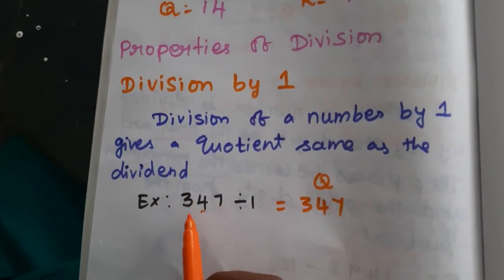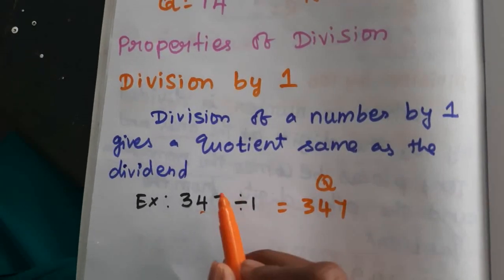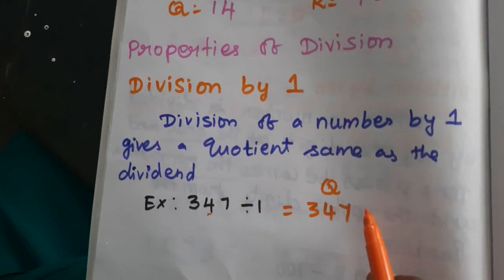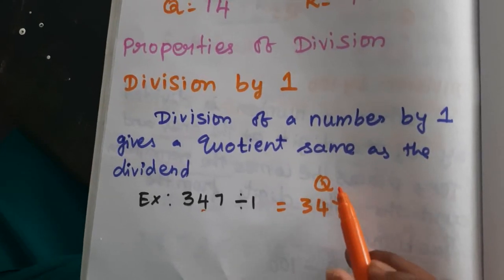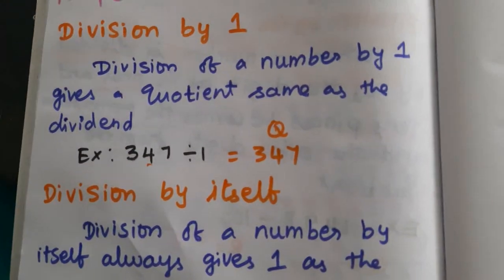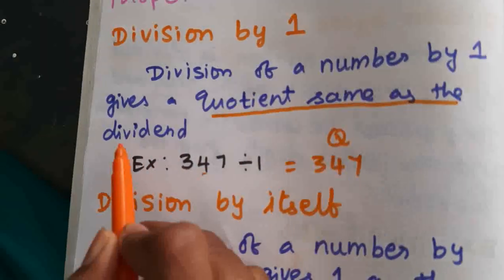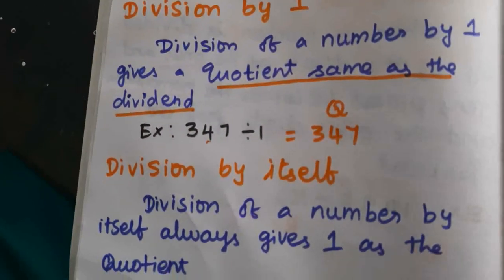For example, 347 divided by 1. What is the quotient? The dividend fully comes in the quotient. 347 is the quotient. So the first property is division by 1: the quotient is the same as the dividend. There is no remainder.